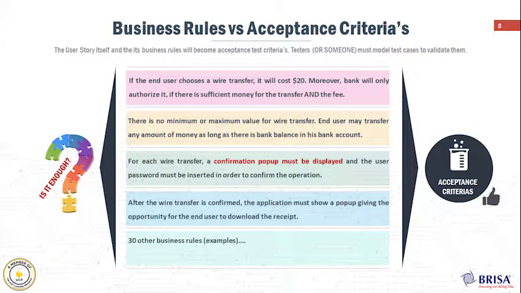The end user may transfer any amount of money as long as there is a bank balance in his bank account. Alright, I can model many other test cases to validate that business rule. The next one: for each wire transfer, a confirmation pop-up must be displayed, and the user password must be inserted in order to confirm the operation. In the third business rule, I would ask the question, what kind of information must be displayed in this confirmation pop-up?